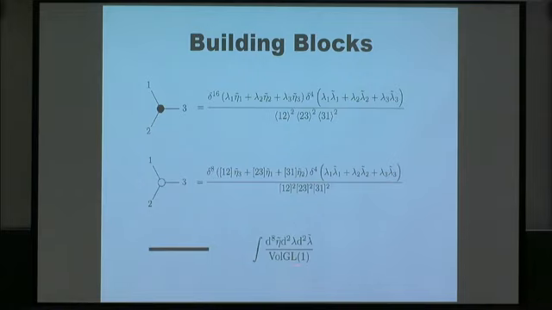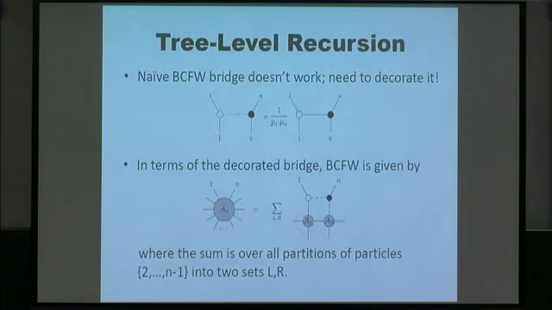And the main difference between n equals 8 and n equals 4 is that now I have a d to the 8th rather than a d to the 4th because I have twice as much supersymmetry. But it turns out that naively applying BCFW does not get you the right answer. In order to get the right answer, you actually have to decorate the BCFW bridge. So in other words, one has to use the following definition for the BCFW bridge.